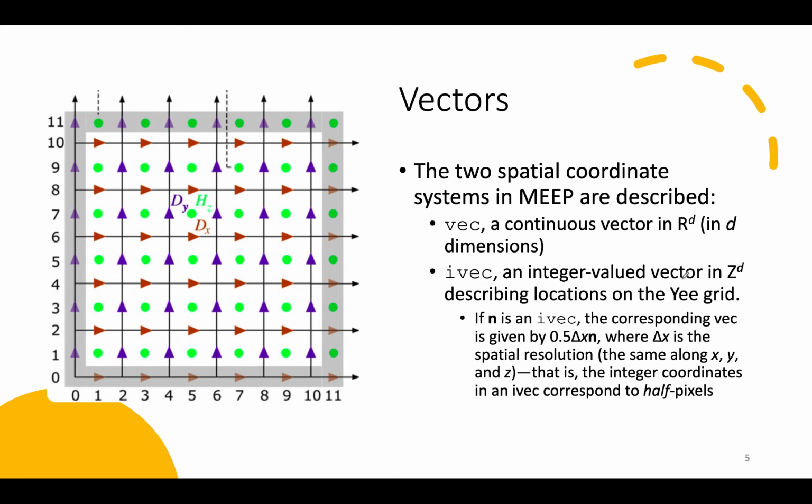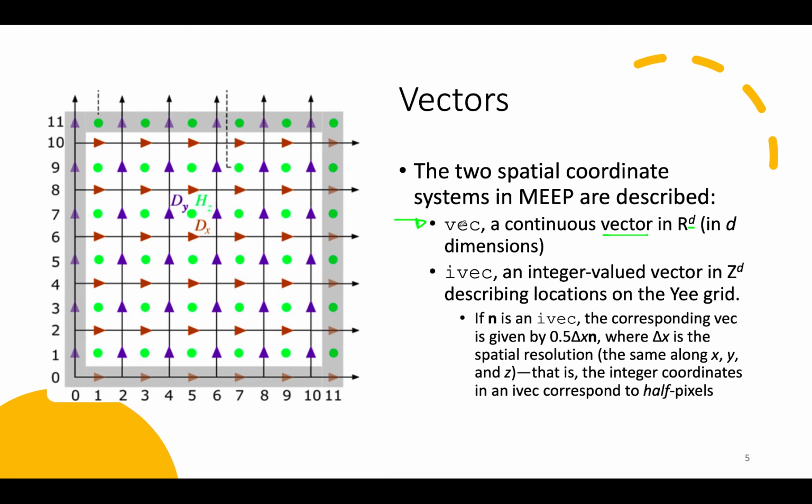Meep uses 2 primitives to express vectors and coordinate systems. One is called vec and the second one is called ivec. We're going to use vec for expressing real-valued vectors. So these are vectors whose elements are real values in d-dimensional space. Right. So if we are in one-dimensional space, then d is equal to 1.